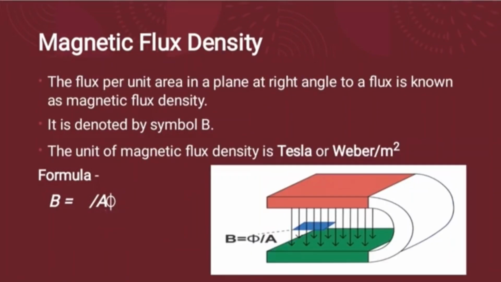The second topic is magnetic flux density. What is meant by magnetic flux density? The flux per unit area in a plane at right angle to the flux is known as magnetic flux density. It is denoted by B. B is equal to phi by A, where phi is the magnetic flux and A is the area, that is, flux per unit area. It is measured in Tesla or Weber per meter square.